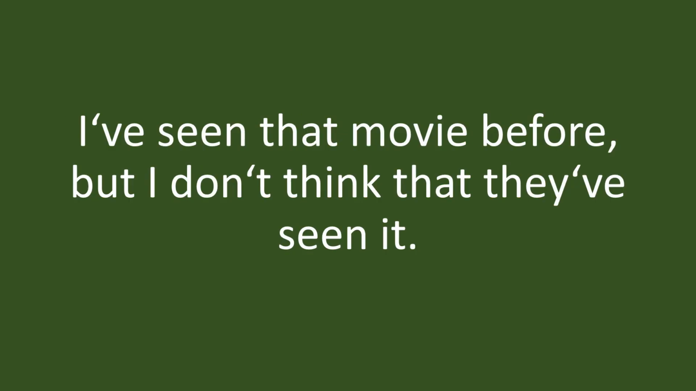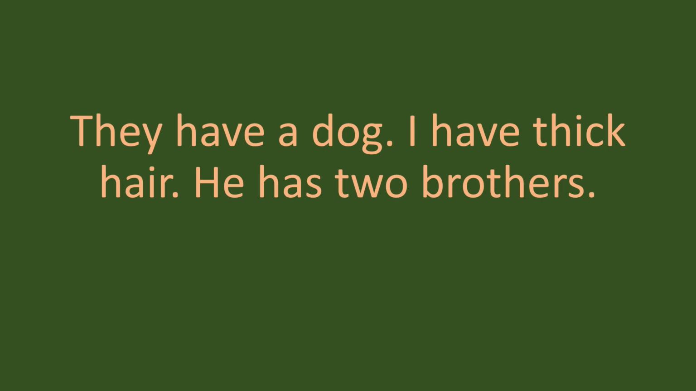I've seen that movie before, but I don't think that they've seen it. And now let's take a look at an exception to the rule. They have a dog, I have thick hair, he has 2 brothers. These would not be contracted. It would be completely wrong to say they've a dog. So what's important to know is that the word have is not contracted when it has to do with having something, possessing something, rather when it is about something that you've done before, something that has happened.